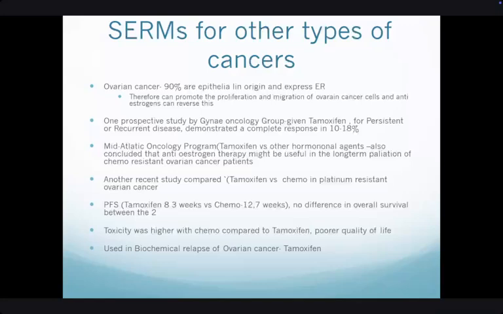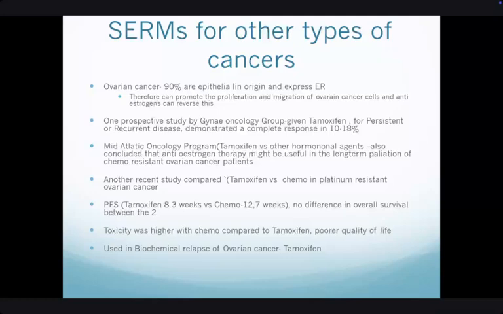And then the use of SERMs for other types of cancers. In ovarian cancer, 90% of ovarian cancers are epithelial in origin and express the estrogen receptor. Therefore, estrogen can promote the proliferation and migration of ovarian cancer cells, and anti-estrogen can reverse this. In one study by the Gynecologic Oncology Group, patients were given tamoxifen for persistent or recurrent disease, and demonstrated a complete response in 10 to 18% of these women.